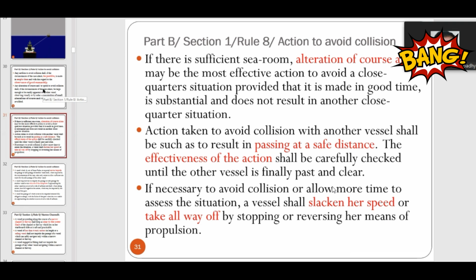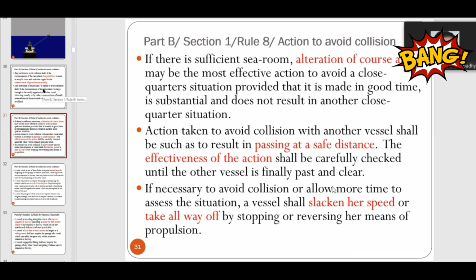Now what to do? Shall I reduce speed? Shall I alter course? If I alter course, this will happen. There are so many other vessels. So monitoring the whole situation and circumstances, you are judging, and you are already aware of the situation. You know that in such a situation you still have time, but you need more time to assess the situation properly. So you can reduce your speed.